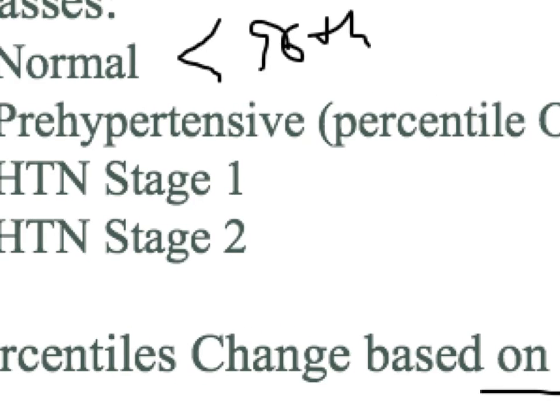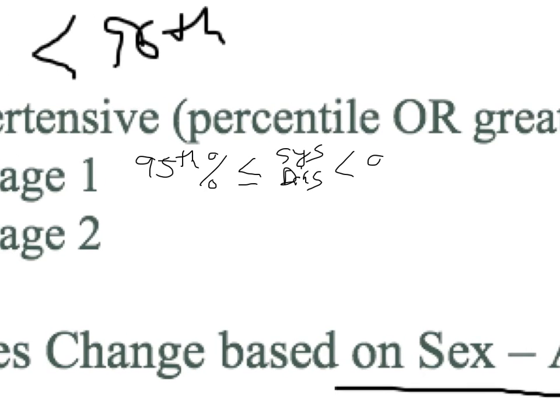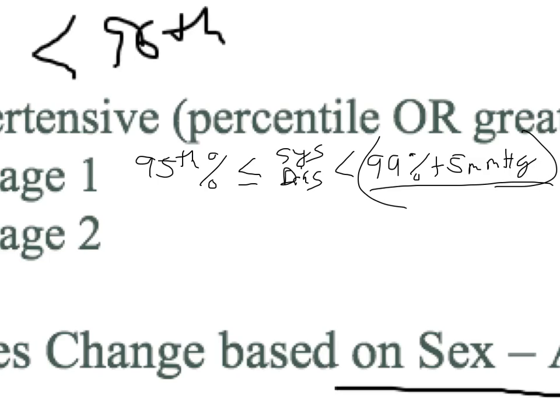And so then the next thing we have is hypertension stage 1, and we're going to define that as the 95th percentile is less than or equal to the systolic or diastolic, and less than the 99th percentile plus 5 millimeters of mercury. So we're going to take whatever the 99th percentile blood pressure is for the age, sex, and height, and add 5 millimeters of mercury, and that is going to be the upper limit for stage 1 hypertension. So whenever you get to the 99th percentile plus 5 millimeters of mercury, if that's less than or equal to the systolic or diastolic, then you're at stage 2.